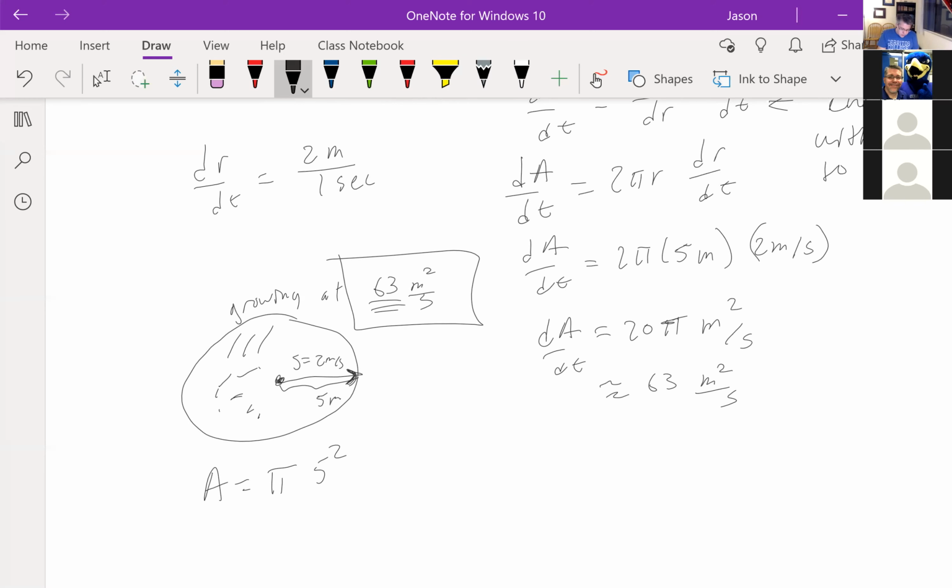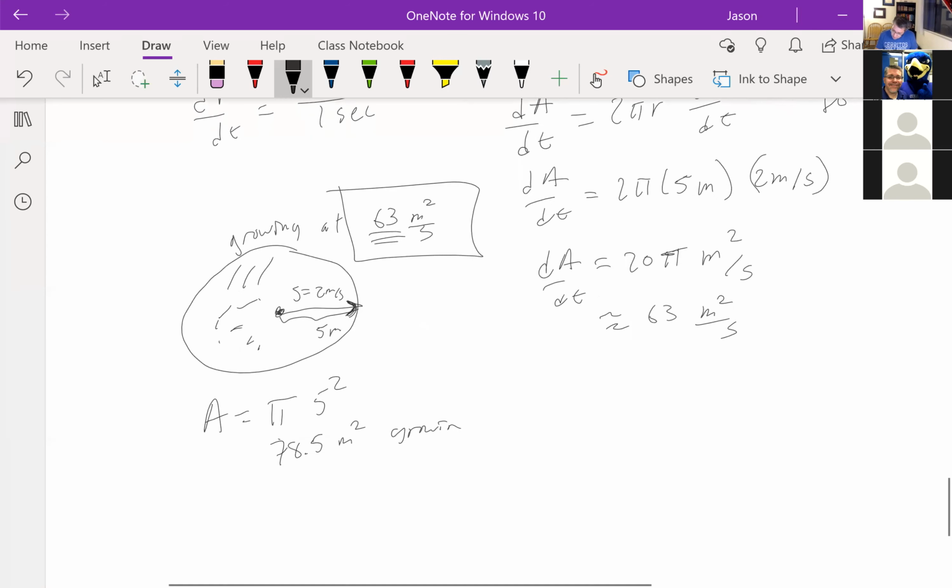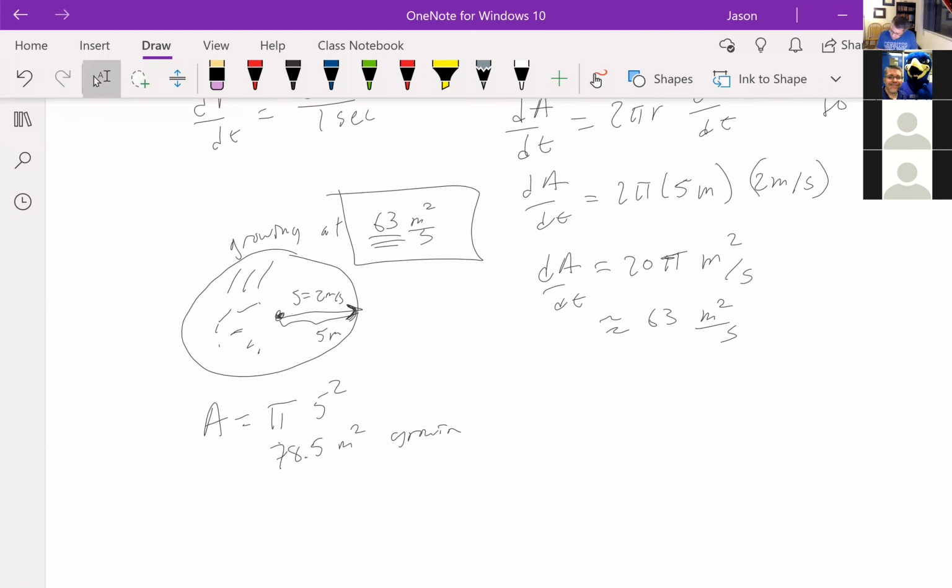25 times pi is 78.54, so I'll just say 78.5. This is 78.5 meters squared, growing at 63 meters squared per second when r is equal to 5. It's almost going to double in the next second when r is equal to 5.